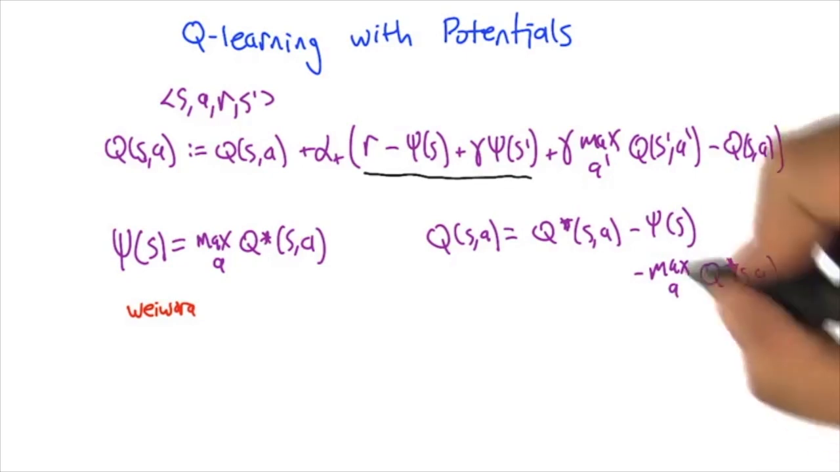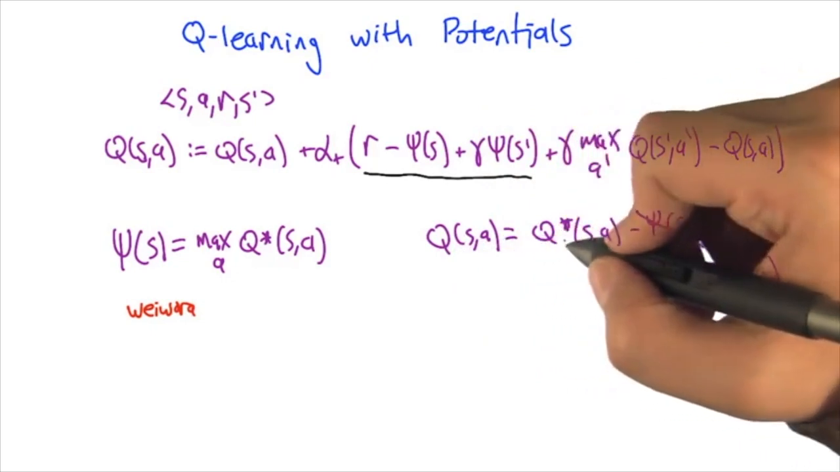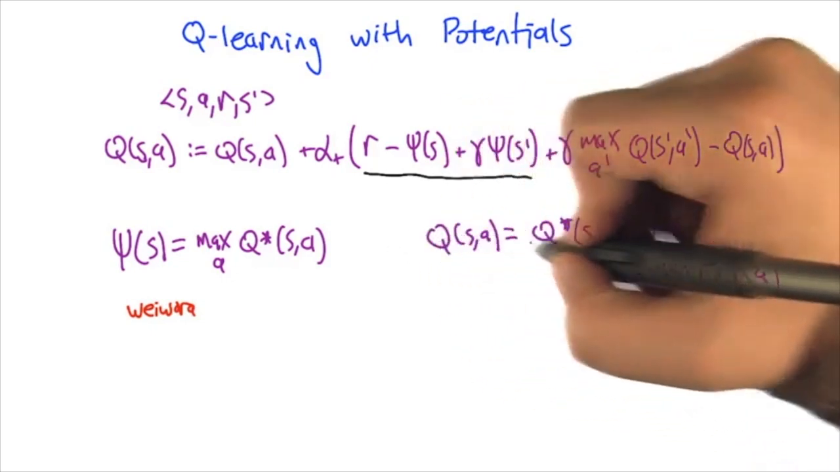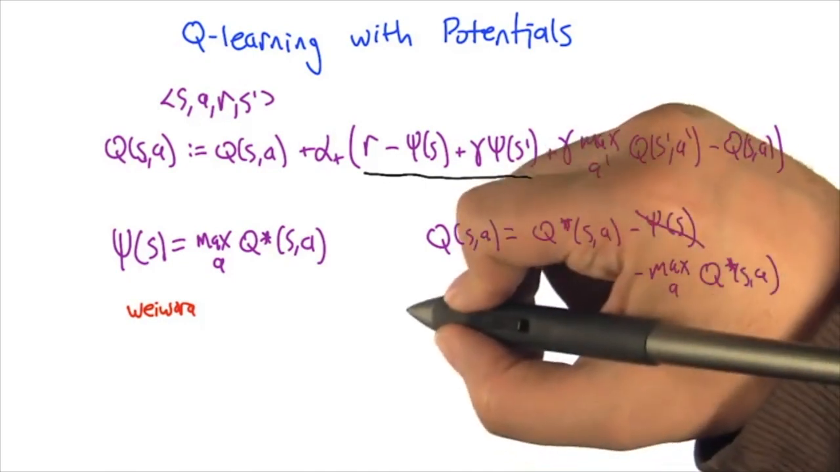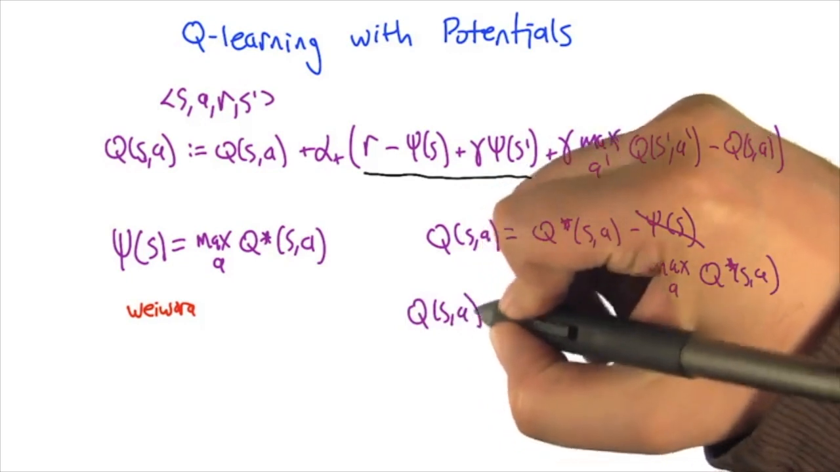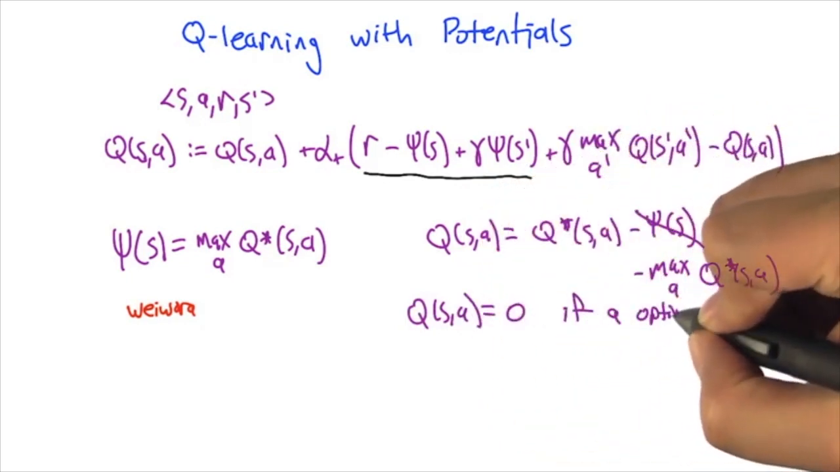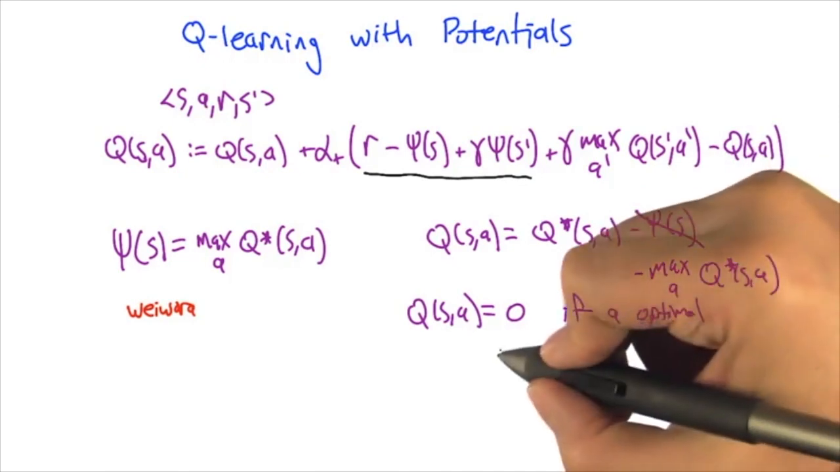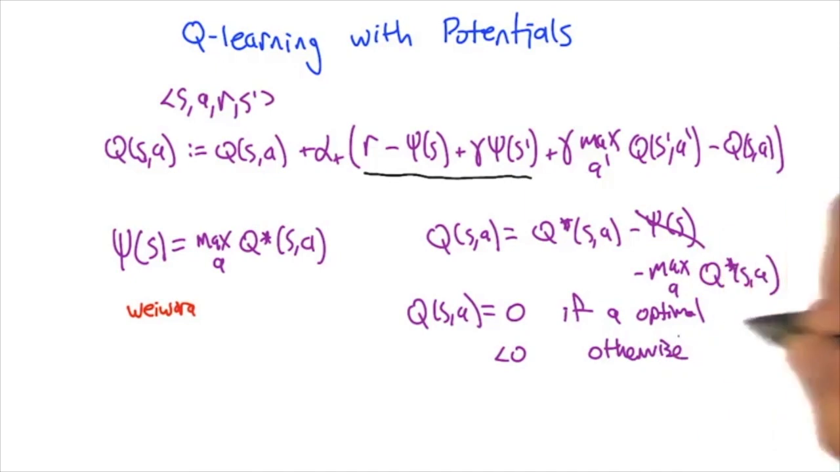Which is Q star SA. Not exactly, right? So QSA for the optimal action is 0. Oh, you're right. I'm sorry. What I just said is true for when you take the optimal action. It is 0. So QSA in this case is going to be 0 if A is optimal, and it'll be less than 0 otherwise by a constant for each action. Right, by the amount that it's suboptimal. Yes, that's exactly right.